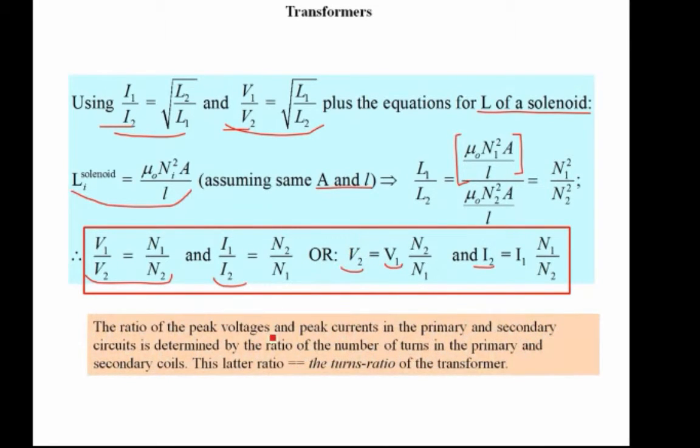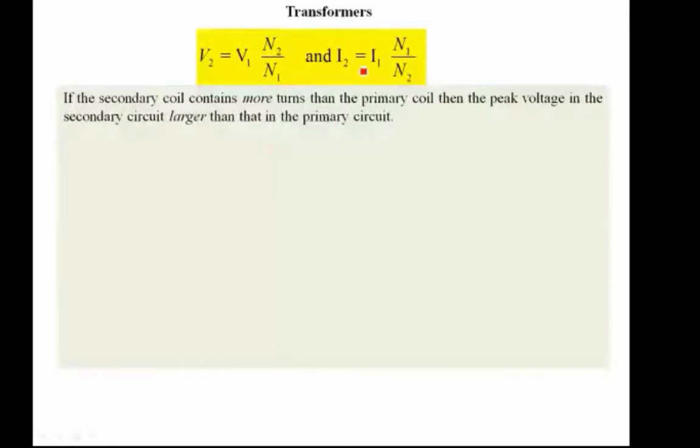So the ratio of the peak voltages and peak currents in the primary and secondary circuits is determined by the ratio of the number of turns in the primary and secondary coils. This latter ratio is called the turns ratio of the transformer. So we've got these two equations.